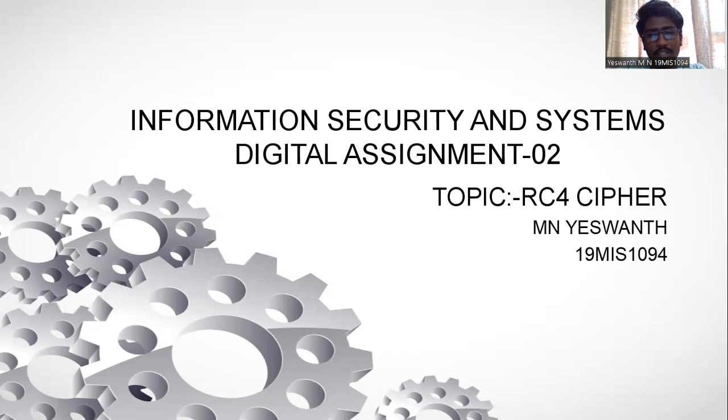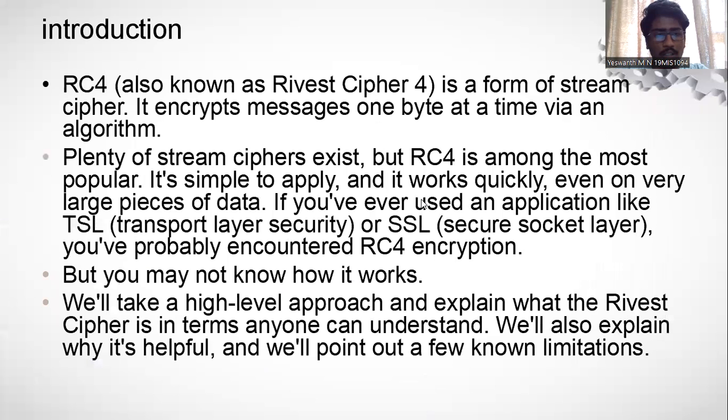Today I am going to talk about the RC4 cipher. Introduction. RC4 is also known as Rivest Cipher 4. It is a stream cipher. It encrypts messages one byte at a time via an algorithm. Plenty of stream ciphers exist, but RC4 is among the most popular. It's simple to apply and it works quickly, even on very large amounts of data.